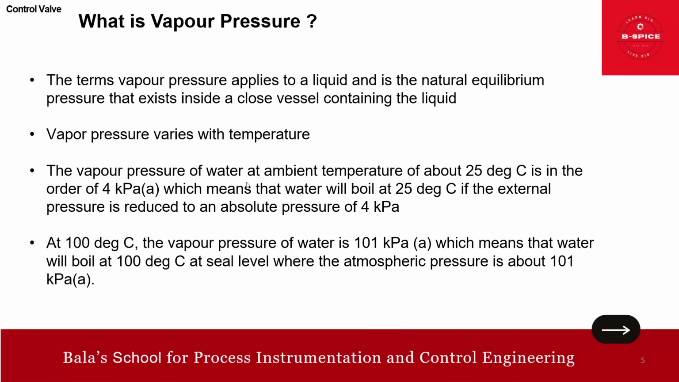The vapor pressure of water at an ambient temperature of about 20 degrees Celsius is in the order of 4 kPa absolute, which means that the water will boil at 25 degrees centigrade if the external pressure is reduced to an absolute pressure of 4 kPa. At 100 degrees C, the vapor pressure of water is 101 kPa absolute, which means that the water will boil at 100 degrees C at sea level, where atmospheric pressure is about 101 kPa.